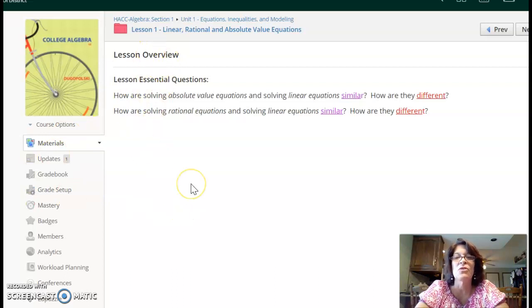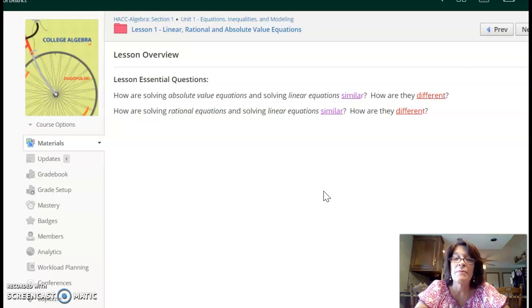And I just want to talk to you a little bit. I'm going to give some more clarity on the lesson overview. This lesson is going to take us probably 3 days. We'll see how it goes, but I'm planning for 3 days for this lesson. The essential questions are: how are solving absolute value equations and solving linear equations similar, and how are they different?